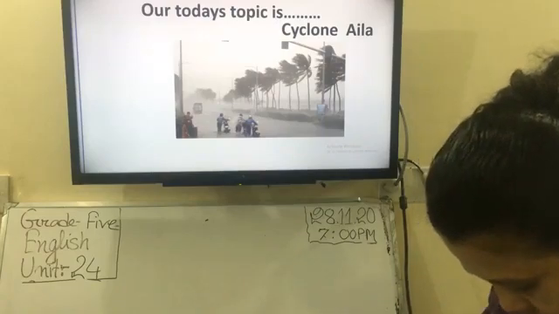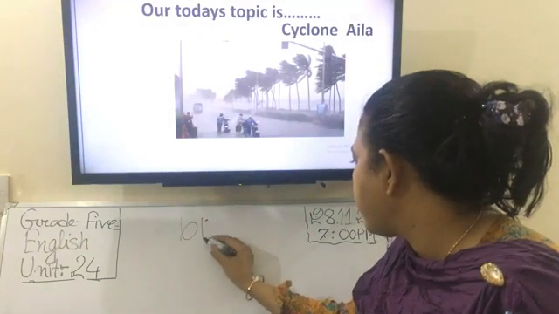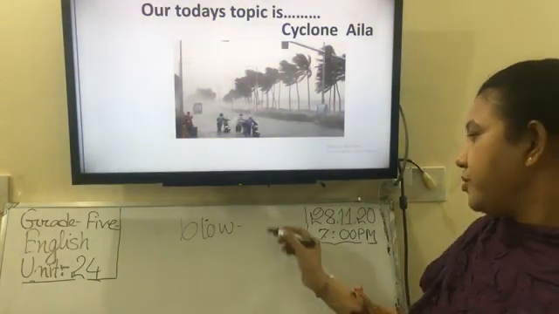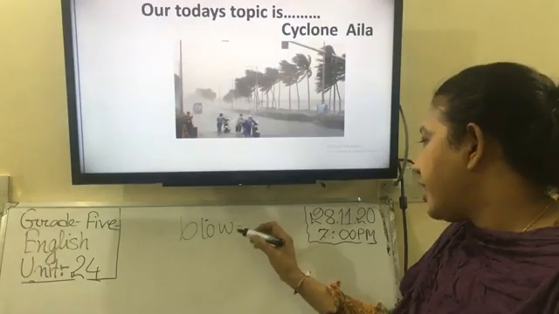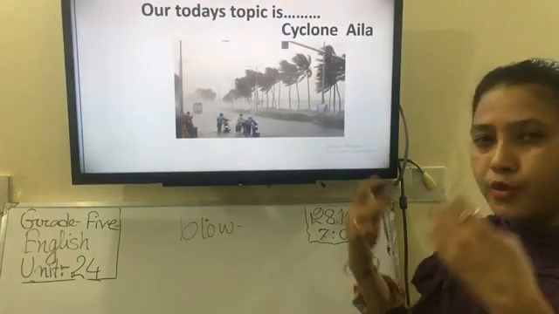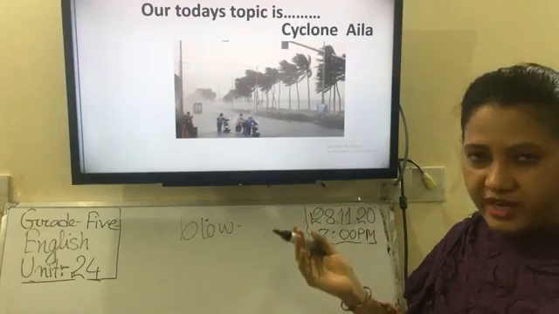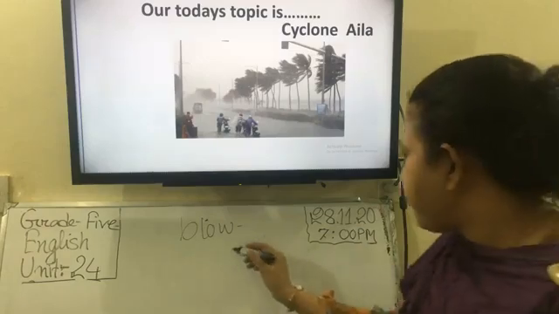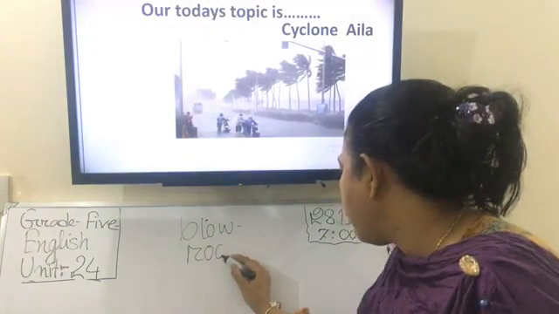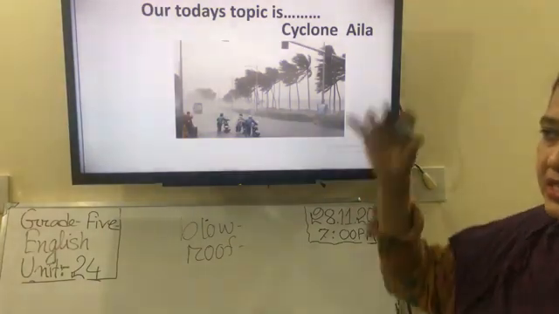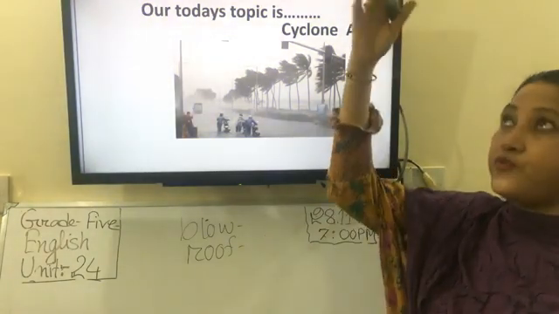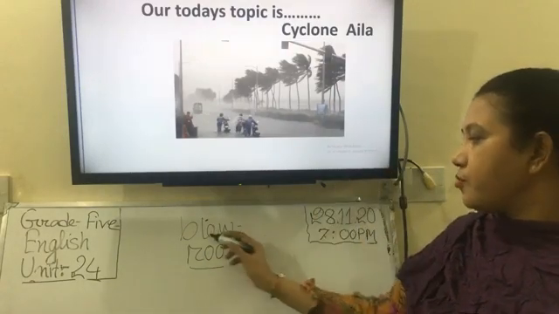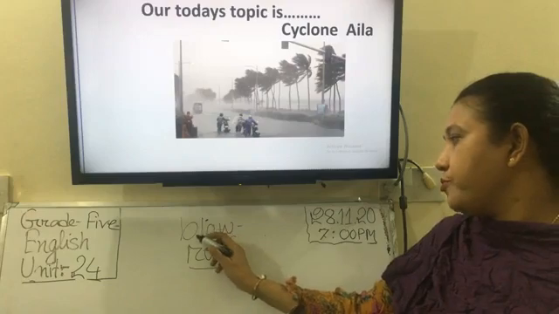Now, blow, B-L-O-W, blow. Blow means to move with the wind. The wind is blowing in the field. Roof, R-O-O-F, roof. Roof means the top of buildings. This is a building roof.